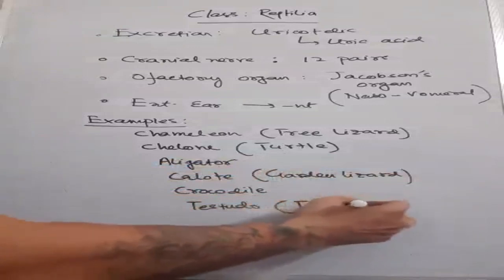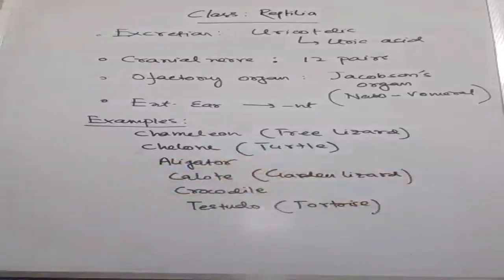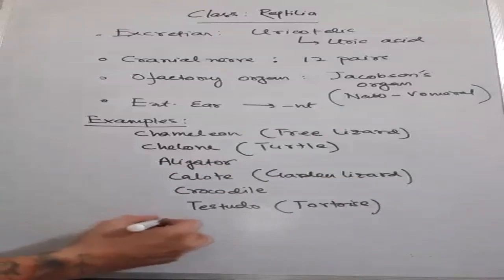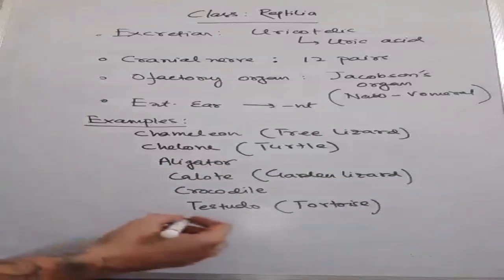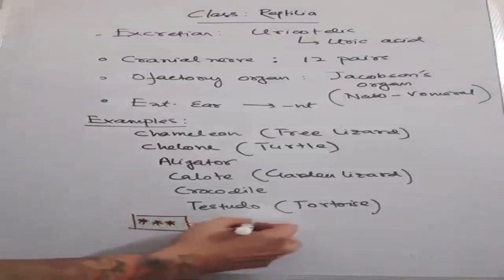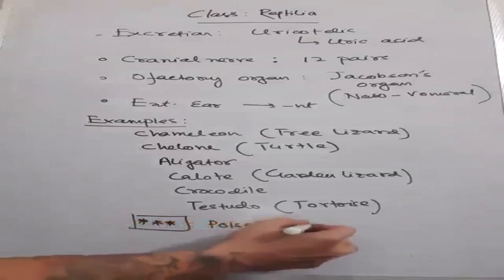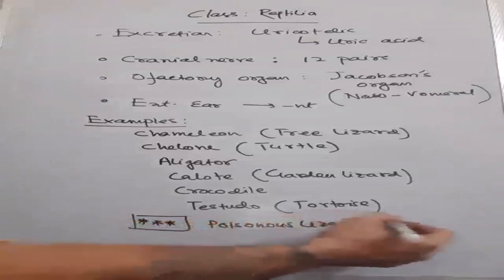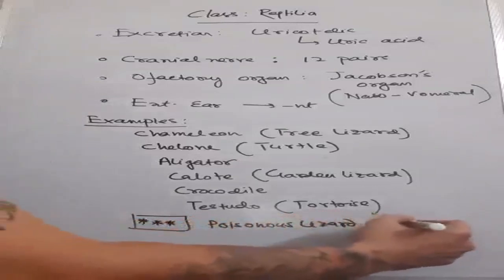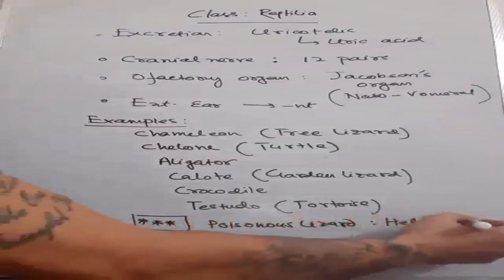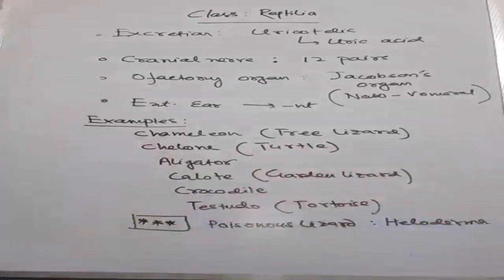So this is all regarding the class Reptilia. Apart from this, you need to remember one more example, which is a poisonous lizard. This poisonous lizard is known as Heloderma. So this is all about the class Reptilia. Now we are going to go for the class Aves, that is the birds.